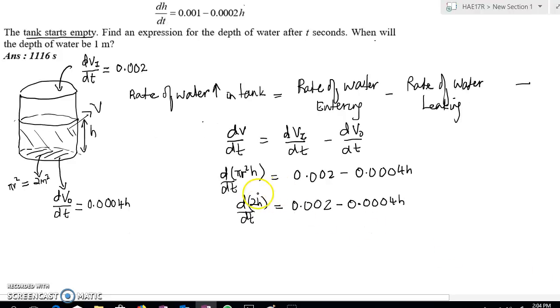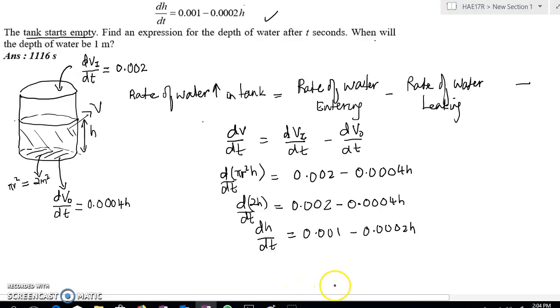Next part. Because 2 is a constant here, we can divide everything by 2. And that gives us the answer that's required, or that's shown in the question. There you are. See this? So we got the answer already.